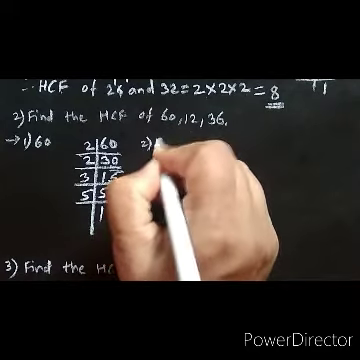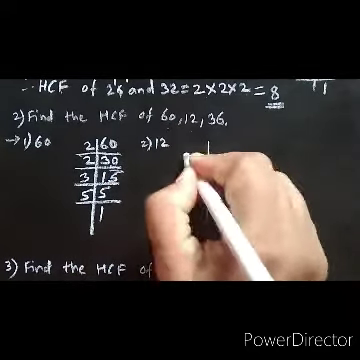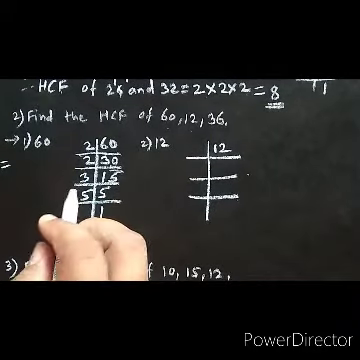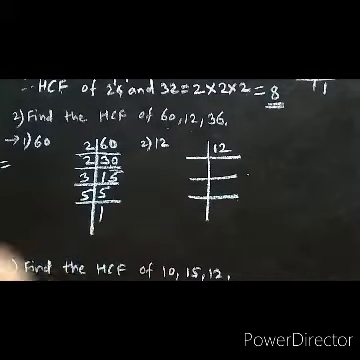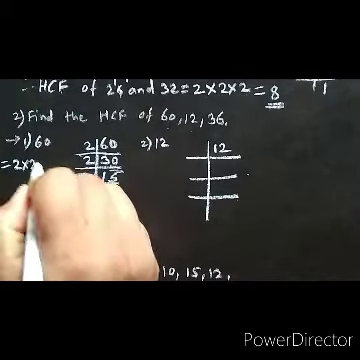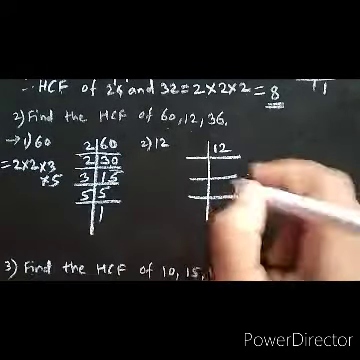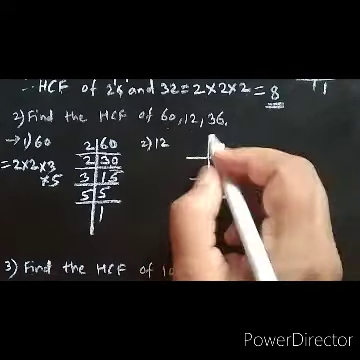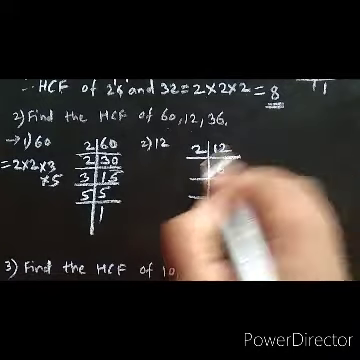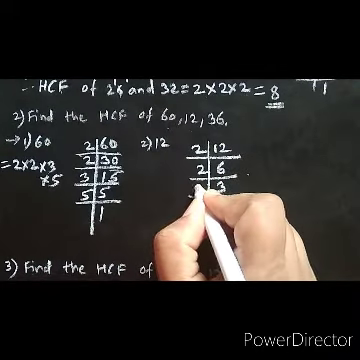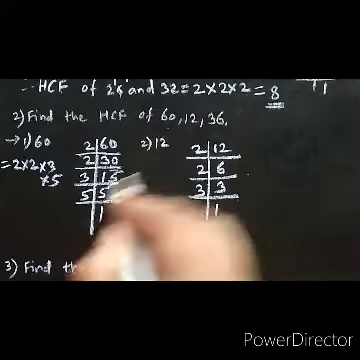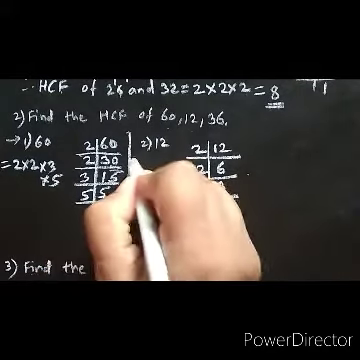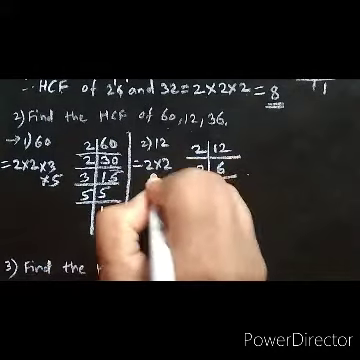Next, 12. We got the prime factors of 60, so we are writing into product form, 2 into 2 into 3 into 5. Now we have to find prime factors of 12. 12 is an even number, therefore dividing by 2, 2 sixes are 12, 2 threes are 6, 3 is prime number, therefore 3 ones are 3. So here factors of 12, that is 2 into 2 into 3.